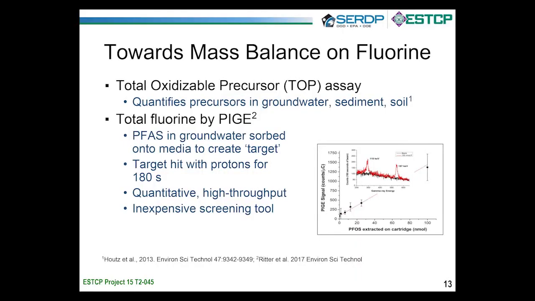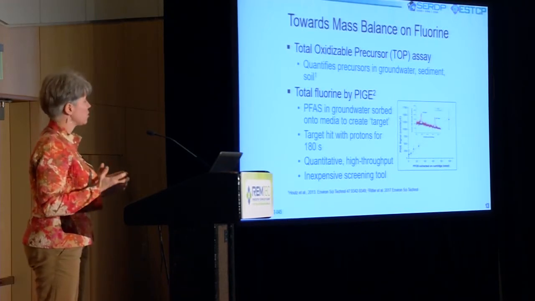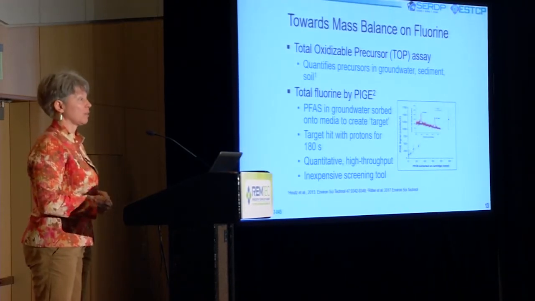Total fluorine by PIGE, particle-induced gamma ray emission spectroscopy, PIGE, certainly shorter. This is a new technique where if you can load groundwater onto a sorbent media and then turn that into a solid target and bombard it with protons for a very short period of time, 3 minutes, all of a sudden you get those 2 red fluorine signals, and it turns out it's proportional to the anionic PFASs in groundwater. So that is another tool that's out there, and it's becoming commercialized at this time for trying to understand how much mass is at some of these sites.